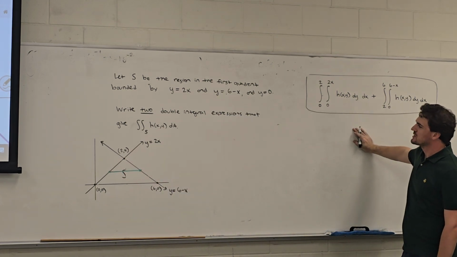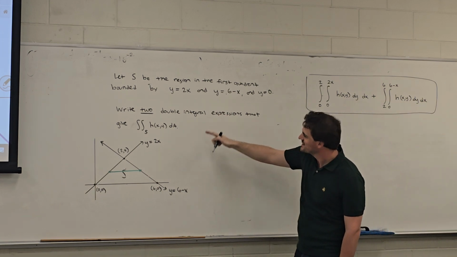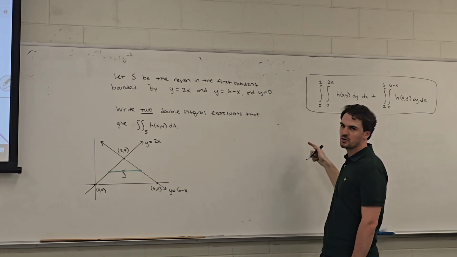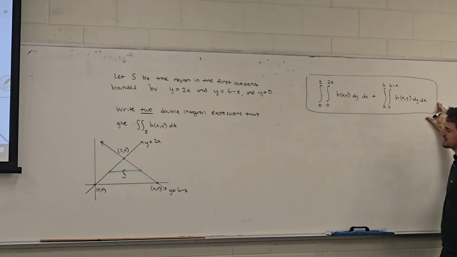So maybe the question said something like, write a single double integral that gives the volume. This is not a single double integral. So it's a cue to tell you that you have to find the one that you have to use to be able to write this as one double integral.